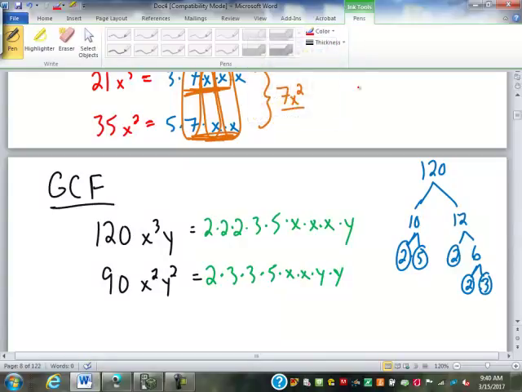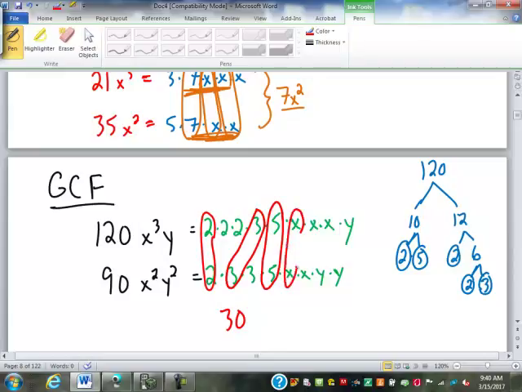Now let's look at what they have in common. They have a 2. They have a 3. They have a 5. So that's going to give us 2 times 3 is 6 times 5 is 30 for the numbers. But they also have variables in common. They have an x and another x. What's that going to give us? X squared. And they have a y, which is just going to be y.